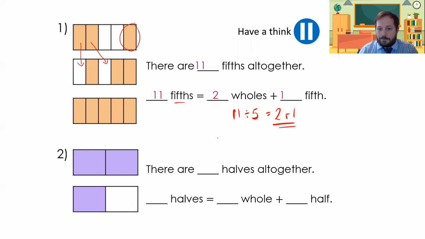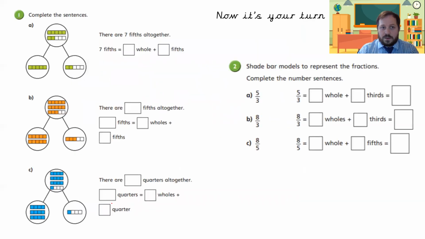Here we have how many thirds are there? There are 3, so we have 3 halves. So how many halves are there? So that means we've got 1 whole and 1 half. Nice and straightforward. So can you have a go at these questions for me?